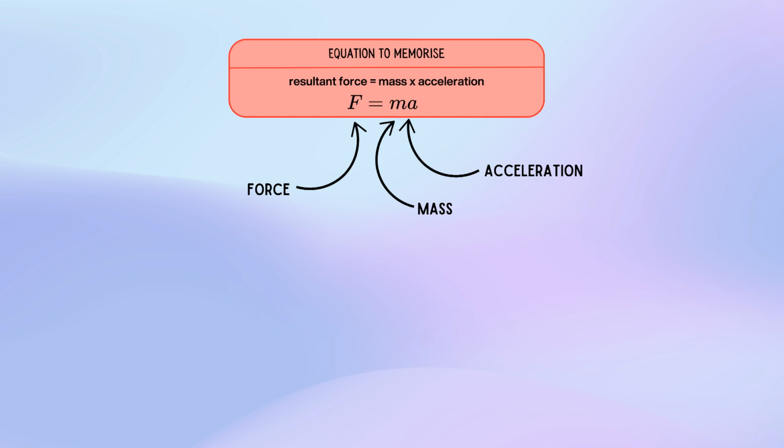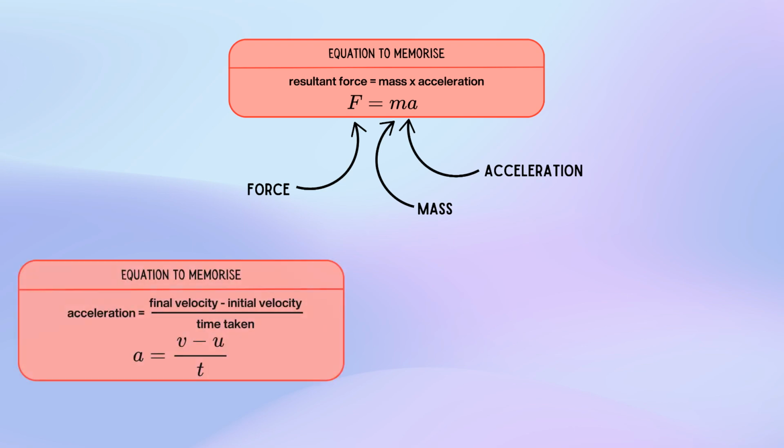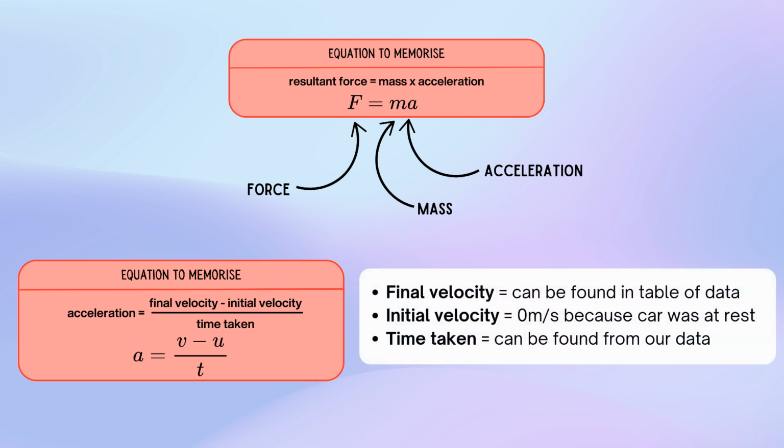So, to confirm the relationship we see in Newton's second law, we now need to calculate the acceleration of the car. To do this, we can use the equation: acceleration equals change in velocity divided by time. Recall that we just calculated the velocity of the car in the final 20 centimeter interval. This can represent the final velocity. Next, we know that the car was stationary before we released it, so the initial velocity is 0 meters per second. Finally, we recorded the total time taken.